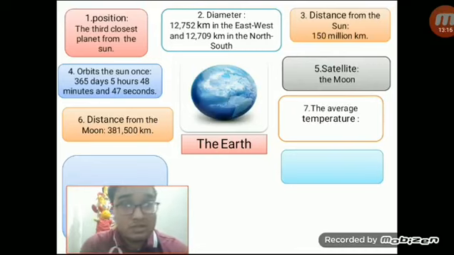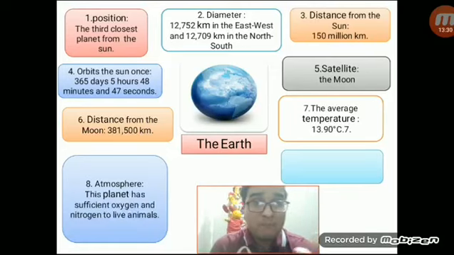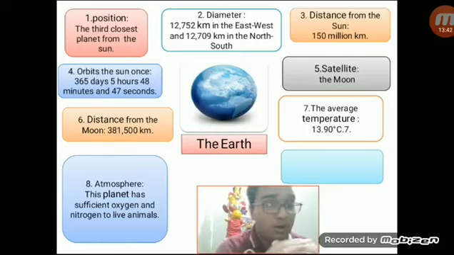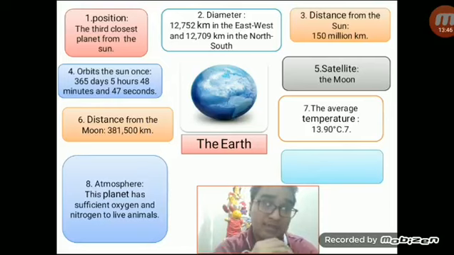Then the average temperature. What is the average temperature of the Earth? The average temperature of the Earth is 13.90 degrees Celsius. Then atmosphere. This planet has sufficient oxygen and nitrogen for animals to live. This is the only planet of the solar system, or the solar family, which is suitable for both animals and plants to live.